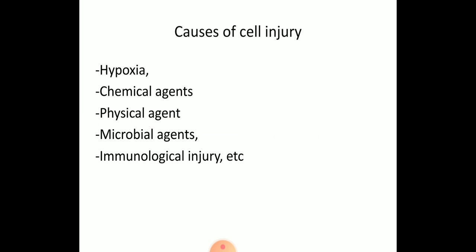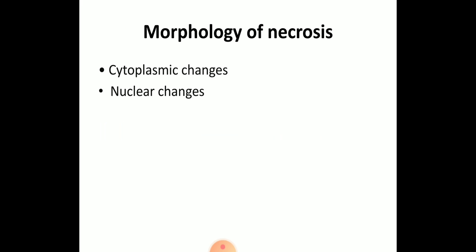Causes of cell injury, which we have already discussed, are hypoxia, chemical agents like insecticides and pesticides, physical agents like extremes of temperature and trauma, microbial agents like bacteria, viruses and fungi, and immunological injury.